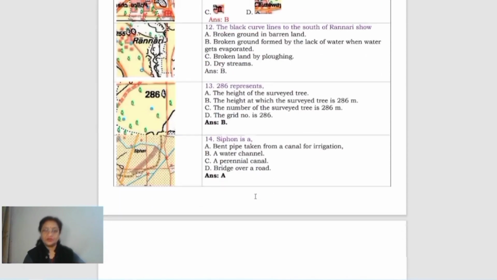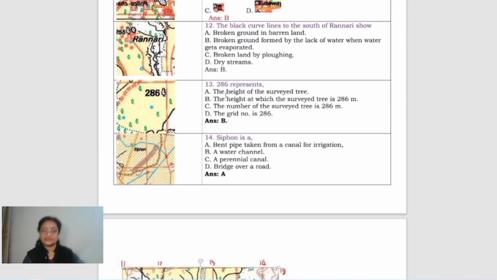Next is the dot 286 represents height of, yes, the height at which the surveyed tree is, 286 meters. Yes, B is the correct answer, because it cannot be the height of the surveyed tree. It cannot be the height of the surveyed tree, 286 meters, not possible. And even if it is possible, actually it doesn't represent that.